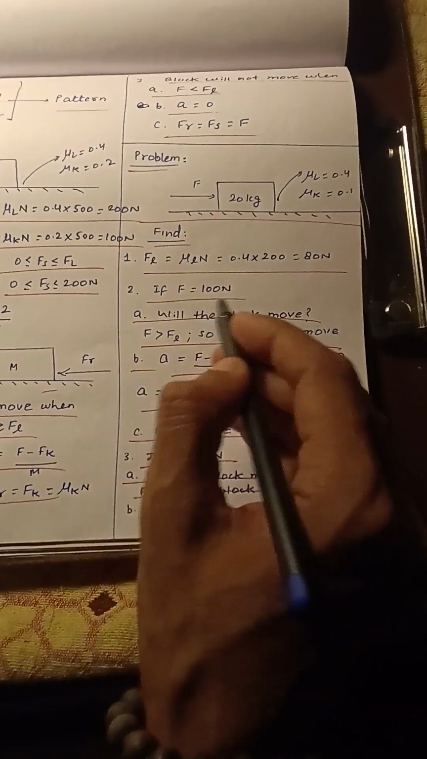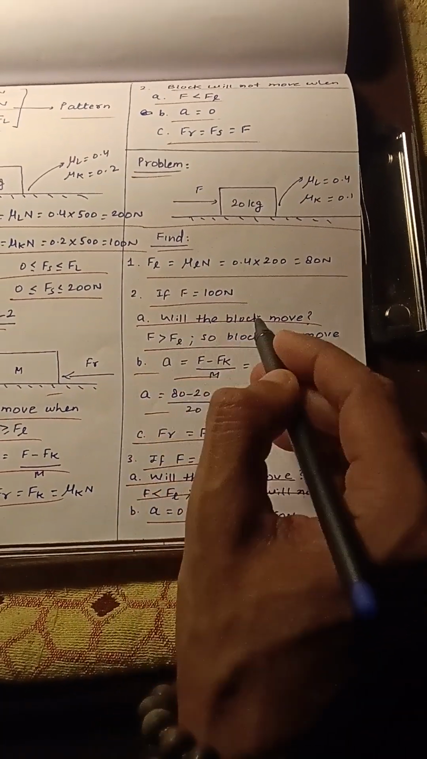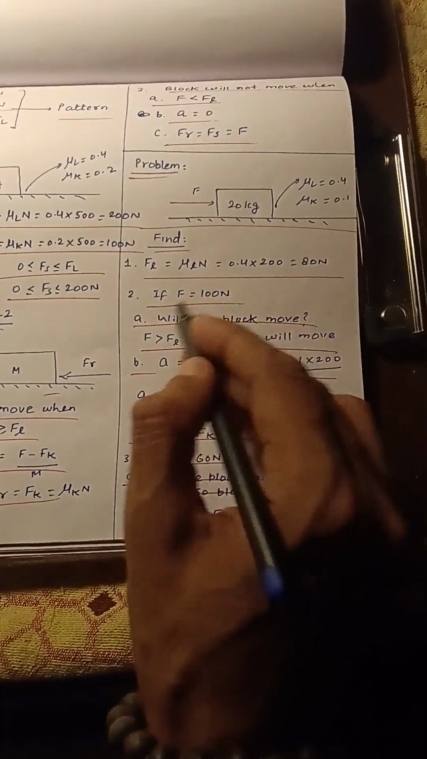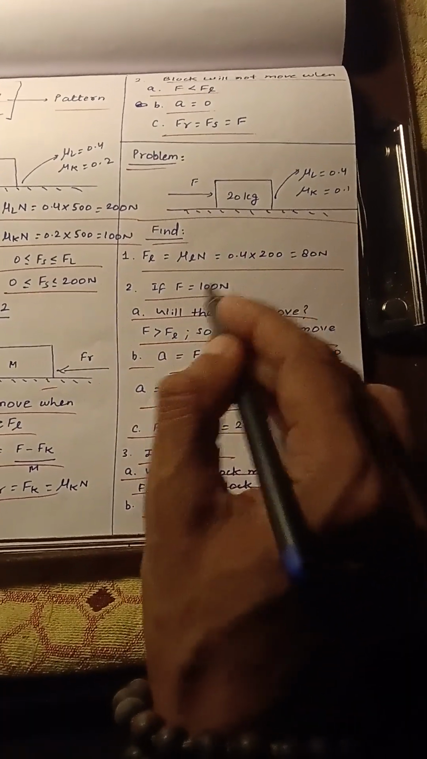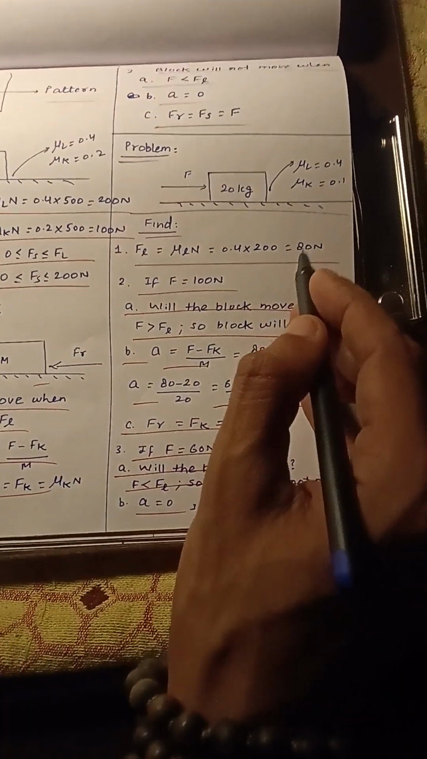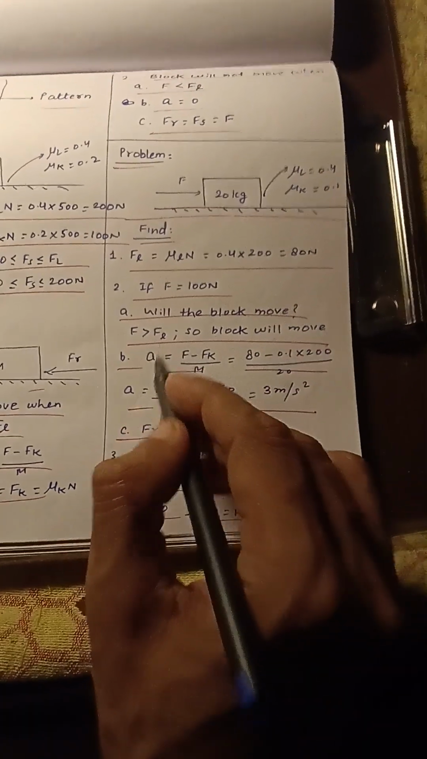Next question is, if F is equal to 100 Newton, question number 1, will the block move? So we know that for moving, F should be greater than limiting friction. Here force is 100 Newton, limiting is 80, so certainly it will move. So the block will move.